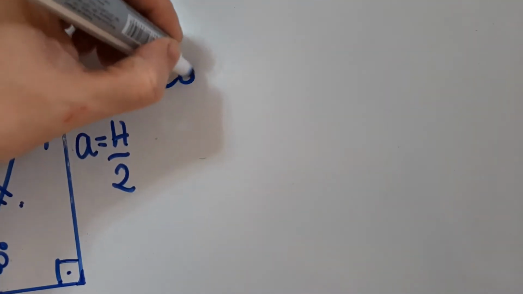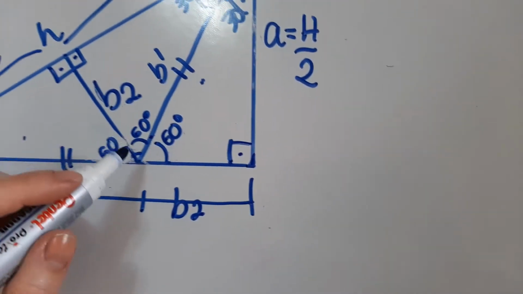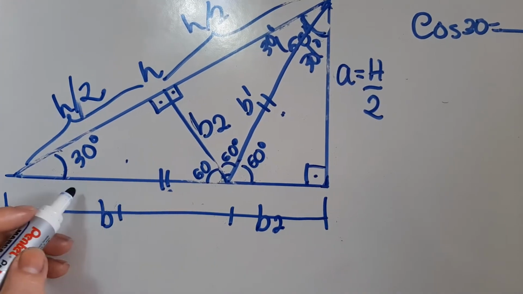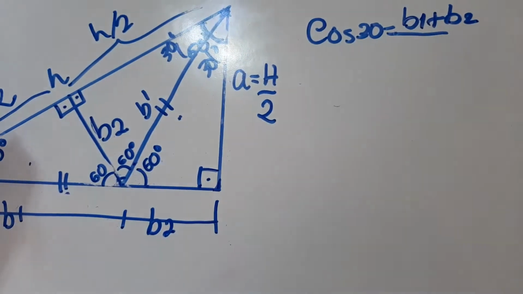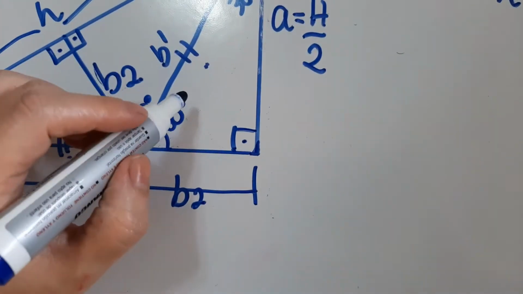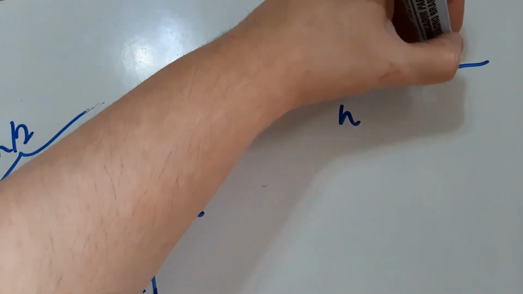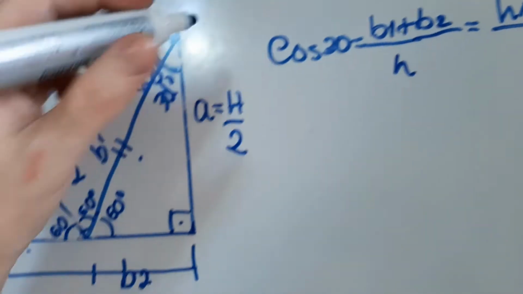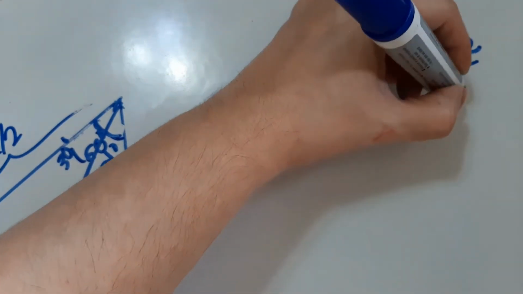So let's find the cosine of the 30 degrees angle. So the cosine of 30 is the adjacent side of 30, B1 plus B2, so we divide by the hypotenuse. It is the same as in the smallest triangle: the adjacent side, half of the hypotenuse, so we divide by the hypotenuse of the smallest triangle, that is B1.